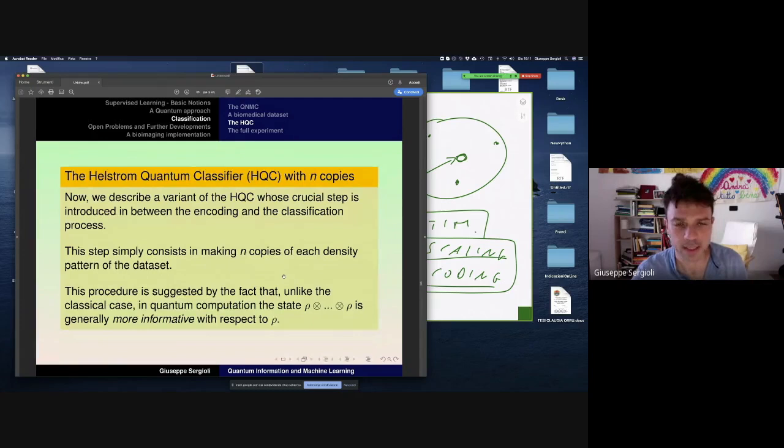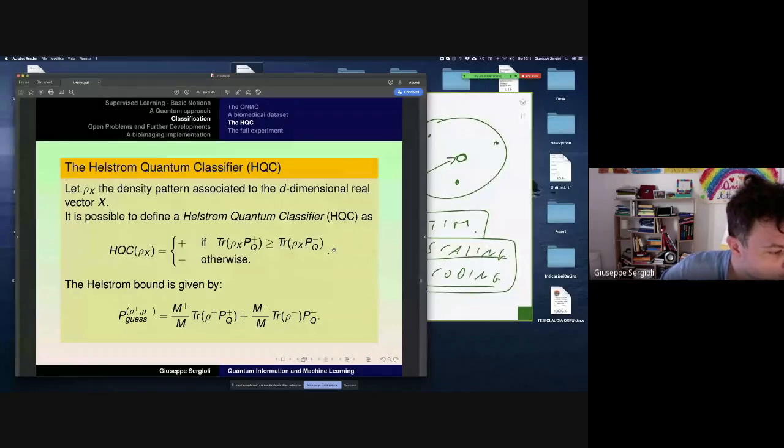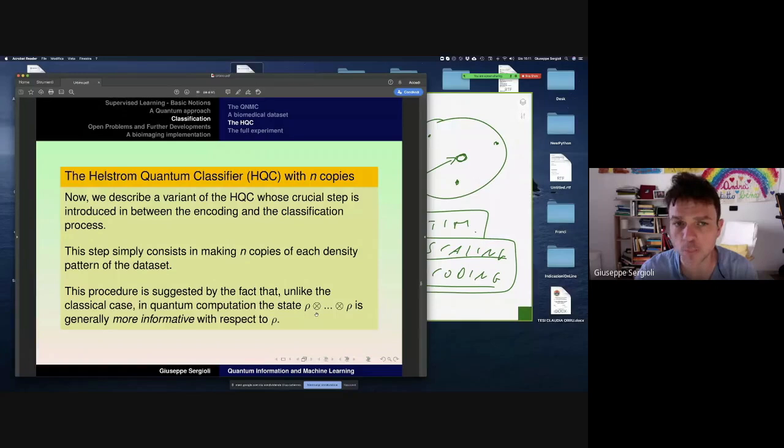Okay, so now what we will do is provide an extension of this definition, taking into account the copies. The point related to the copies is very important. We speak about the preprocessing. In the preprocessing, we decide to make copies of each state. So once we have a data set, we encode each object in terms of a density operator, and we make a tensor product of each object by itself, one time, two times, we decide at the beginning. We say three times, for instance, so each object of the whole data set will be copied three times. That will be a part of the preprocessing.